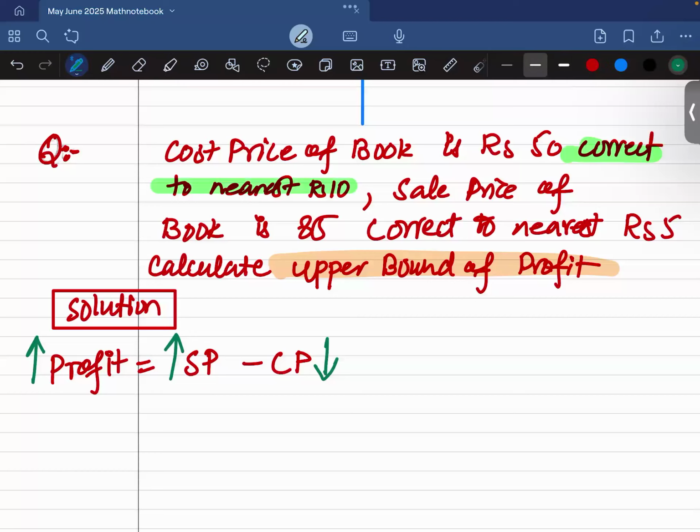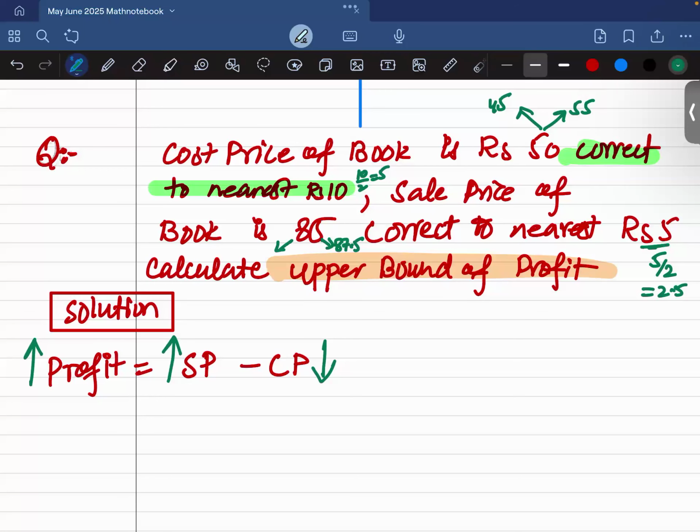Am I right? Yes. And sale price of the book is 85, correct to the nearest 5. So nearest 5 means what? 5 divided by 2, which is equal to 2.5. So it means that the upper bound of 85 would be 87.5 and the lower bound of 85 would be 82.5. Right?